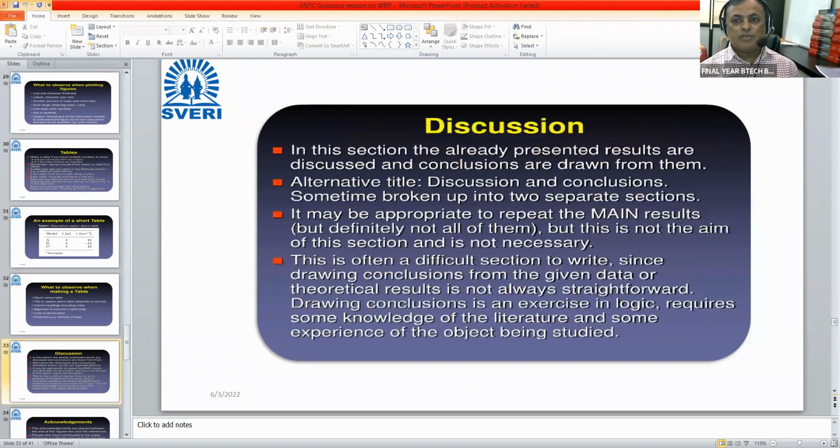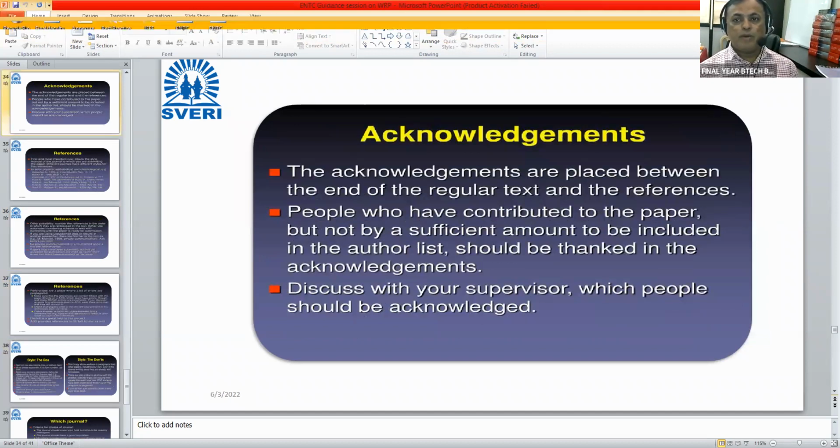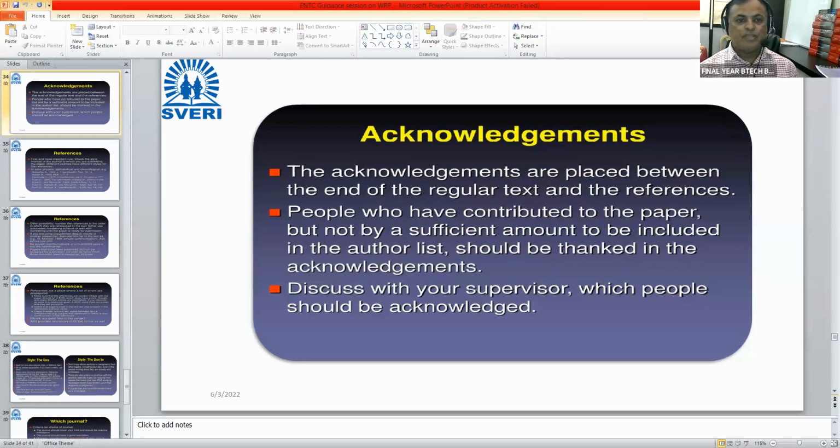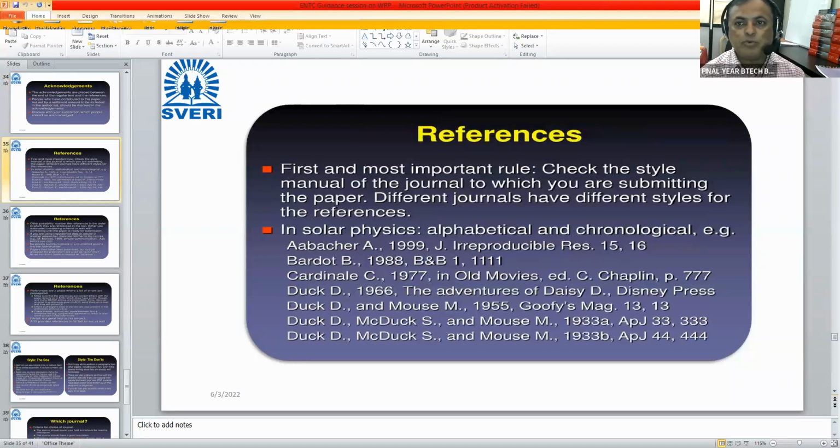Discussion, so you can discuss whatever you have written about. Acknowledgement: I have already said that if something is given to you by an institute or by a person, you can write down his name in the list. This is very important. References, so we are coming to the end of the paper.